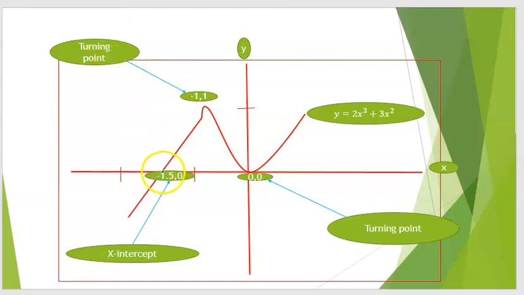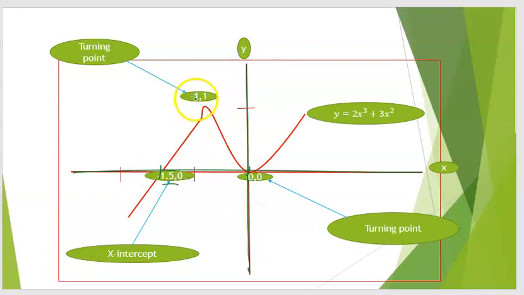Now, the last one, which was the requirement of part D of our question, was to sketch the curve. We can start with this. First of all, you draw the axes, not to scale, because you're just sketching. Then you first locate your x-intercepts. The first x-intercept I'm locating is -1.5. The other one was 0, 0.